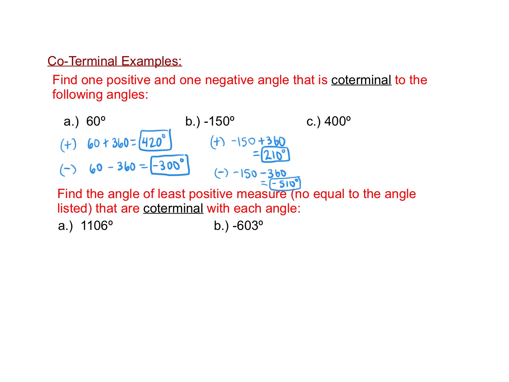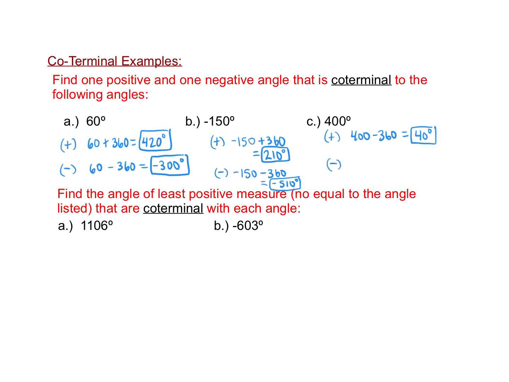For 400 degrees, to get another positive angle, I could add 360, but I could also subtract 360 in this case, because if I took 400 minus 360, that would still leave me with a positive angle. So I'm going to do that in this case, but I could have gone the other direction. I could have added and gotten 760. But I'm going to subtract. I get 40 degrees, so that's my positive angle.